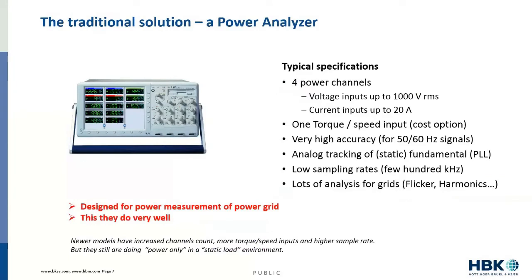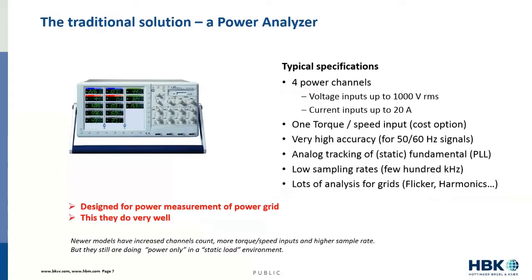Traditionally, these type of measurements have been made by a power analyzer. A power analyzer was really designed to make static measurements of a 50 or 60 hertz power grid, and it does this very well. They typically have 4 power channels, support both voltage and current inputs. Some of the higher end models may have up to 7 channels. The higher end models may also have a torque or speed input. The system has very high accuracy for the signals for which it was designed, power grid 50-60 hertz signals.